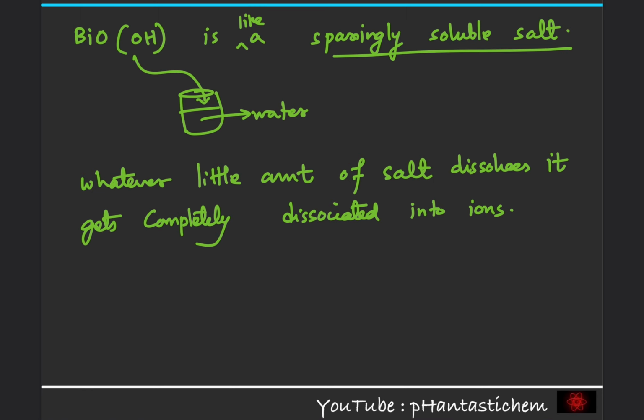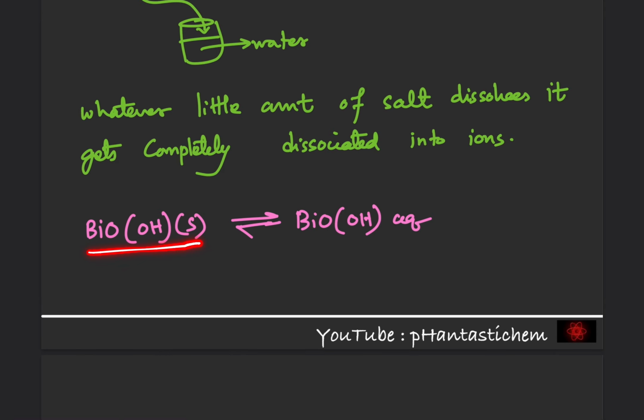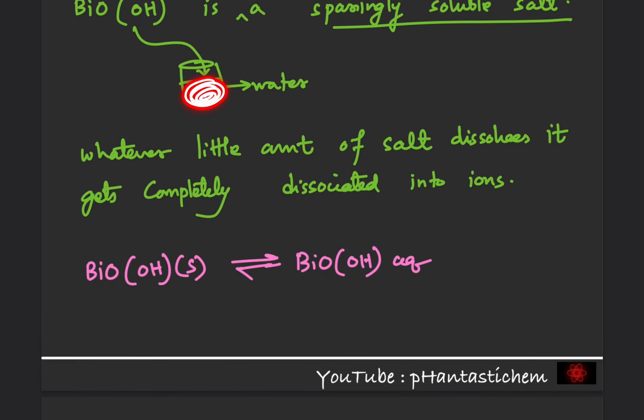So in terms of reactions, we can show it like this: BiOOH solid, BiOOH aqueous. Okay, so this is the undissociated or the left salt because it is sparingly soluble. So obviously a small amount will be soluble in water and the rest will be undissociated or left. So this is the left amount of the solid salt, and this is whatever amount of salt went in the solution, that went in the water to form a solution. So these two will be in equilibrium.